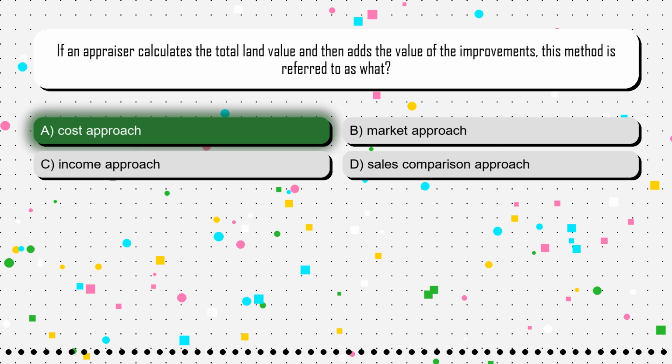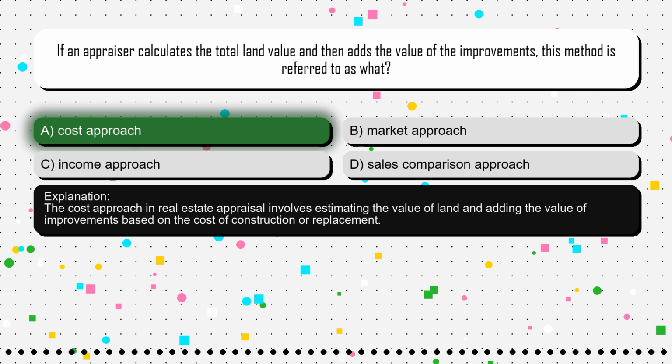The correct answer is option A, cost approach. The cost approach in real estate appraisal involves estimating the value of land and adding the value of improvements based on the cost of construction or replacement.